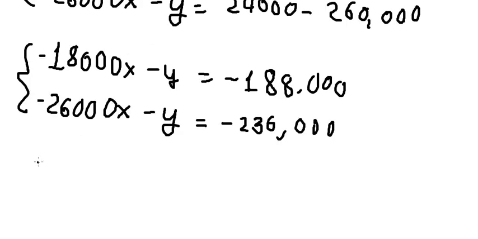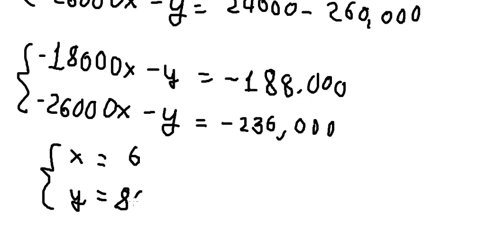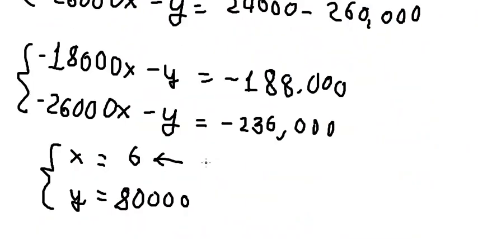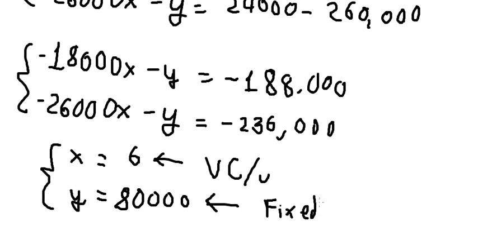And now we can find the value of X and Y. And that is 6 and 80,000. So this one is the variable cost per unit. This one is the fixed cost. And this is the final answer.